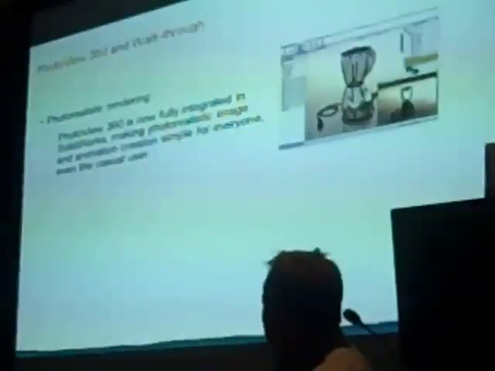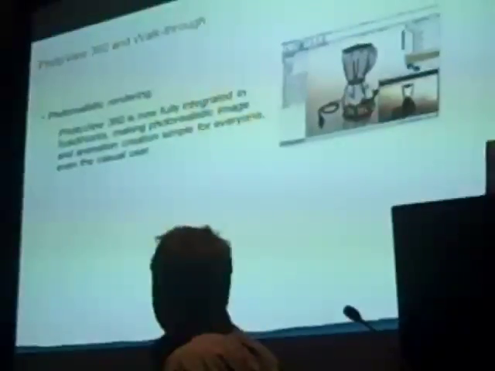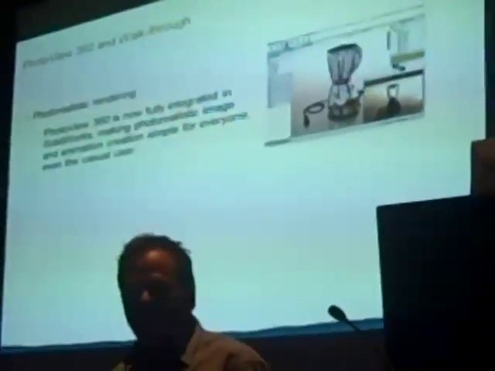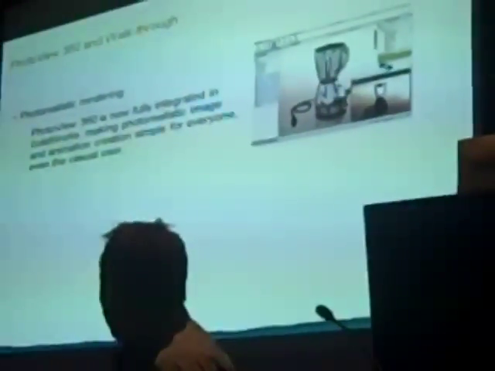PhotoView 360, they've actually integrated that into the product now, so that's where you can do realistic rendering, you get nice lighting and reflective surfaces. Again, people come to you and want something for a brochure or something for a slide for a campaign. A lot of people use PhotoView to dump that out.